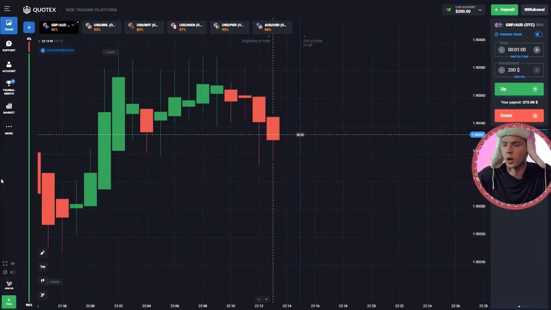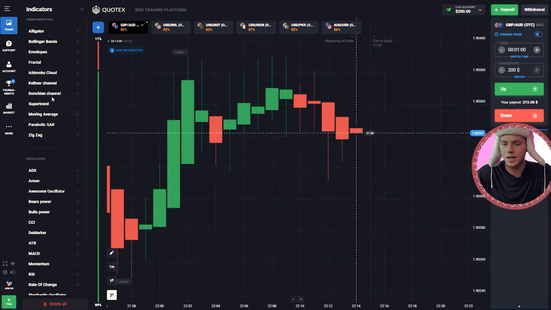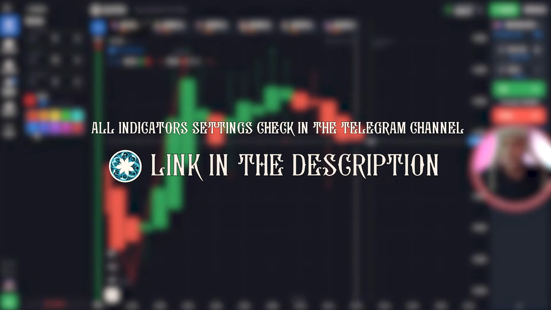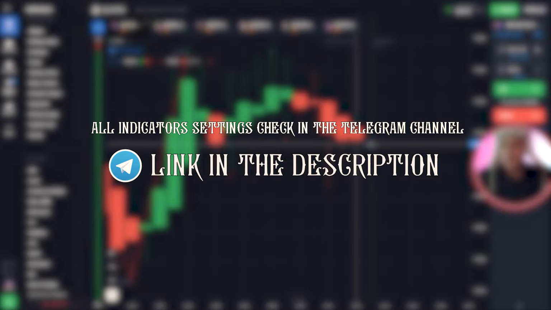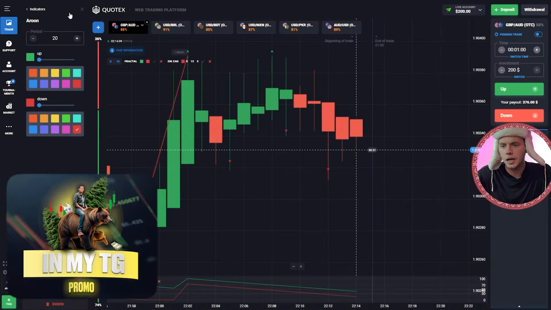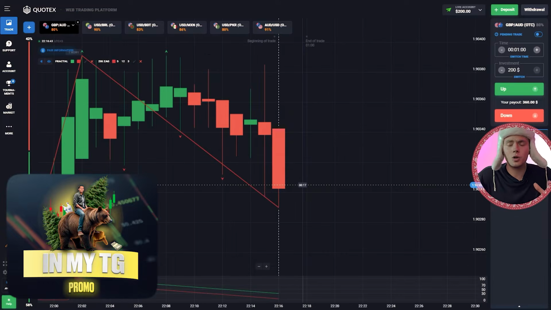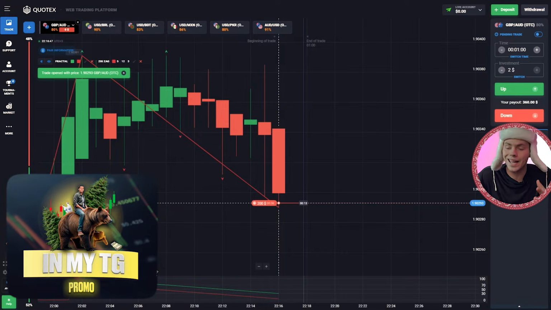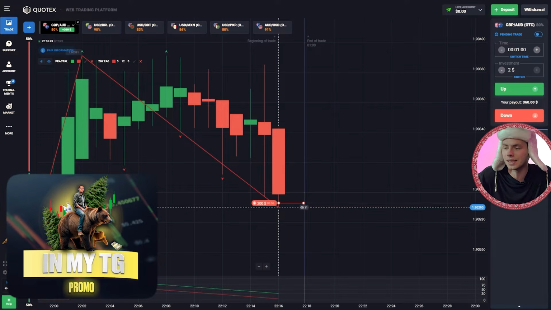So right now what I will do is set up the workspace. Let's choose the indicators first. Okay, here we have fractal, zigzag. Okay, Aroon, yeah, very good. Okay guys, here is our first trading pair. Right now I'm opening a down trade, okay, a sell trade.